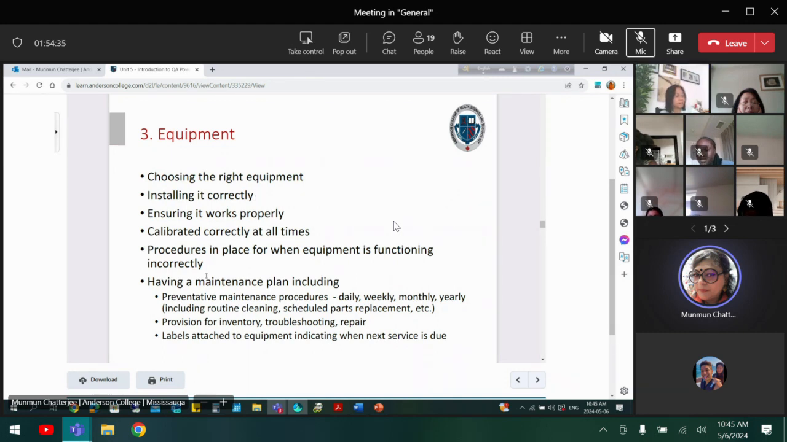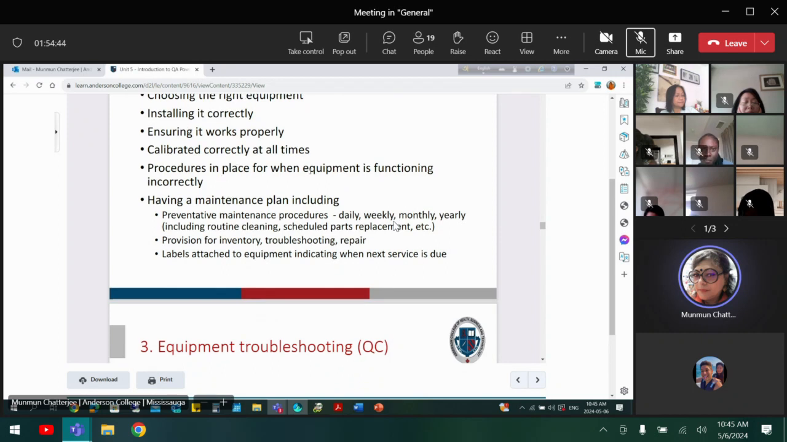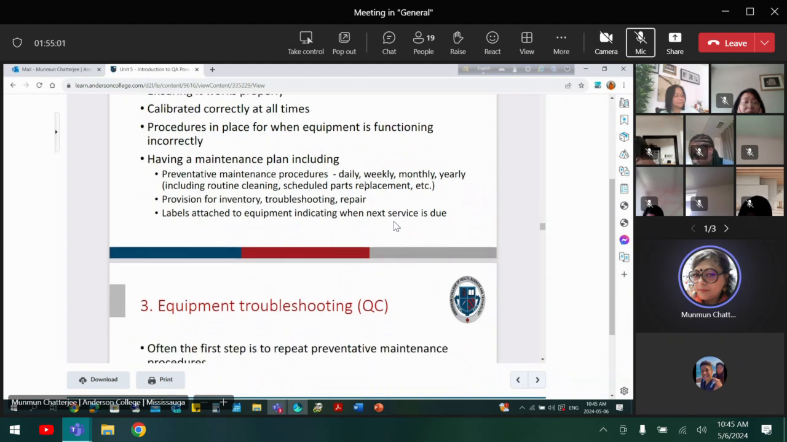So that's what I'm telling you: procedures. Equipment must be calibrated correctly at all times. You have to calibrate the instrument so that it's functioning with the standard solution. Have procedures in place for when equipment is functioning incorrectly. So you have to write down the notes. The refrigerator is not keeping the temperature. You did it one time, and it's not keeping the correct temperature. Then, having a maintenance plan including preventive maintenance procedures daily, weekly, monthly, yearly, including routine cleaning and scheduled parts replacements.